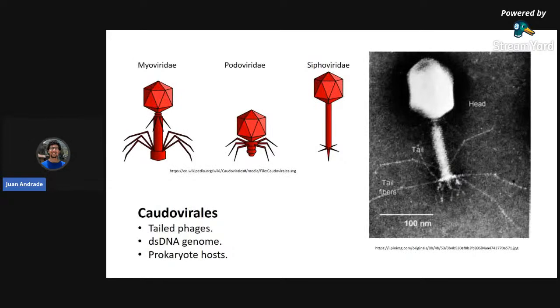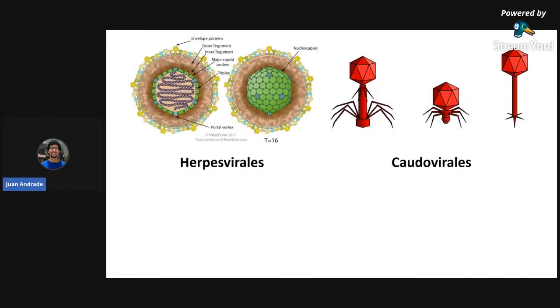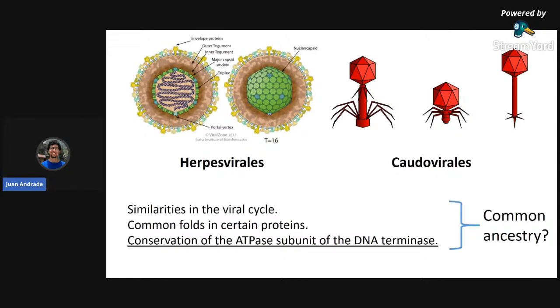And with that being said, the second main protagonists are going to be the Caudovirales, which are the tailed phages, which is a humongously big order of dsDNA phages, which have prokaryote hosts, both archaea and bacteria. So the reason why you'll see that these two orders are frequently talked about conjointly is because we have seen over the past 30 to 40 years that they have similarities in their viral cycles, that they have common folds in certain structural proteins, and that there's some conservation in the ATPase subunit of the DNA terminase, a protein related to the synthesis of nucleotides.